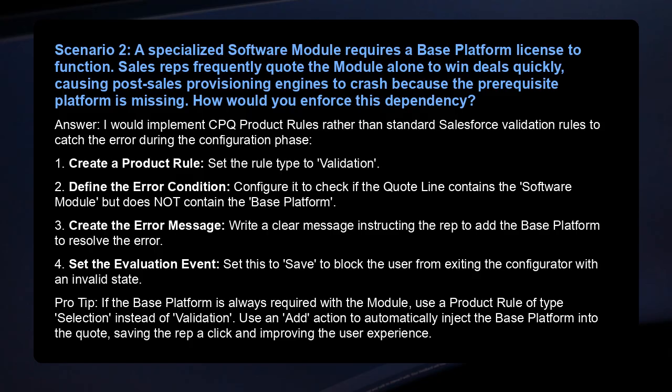Pro tip: if the base platform is always required with the module, use a product rule of type selection instead of validation. Use an add action to automatically inject the base platform into the quote, saving the rep a click and improving the user experience.